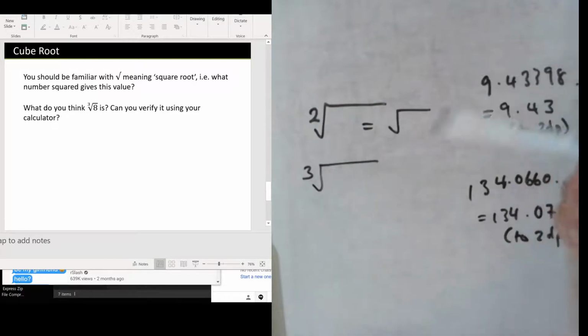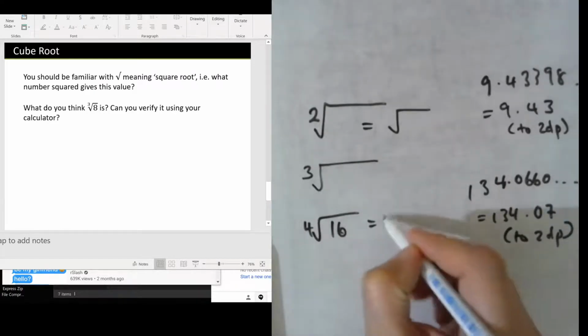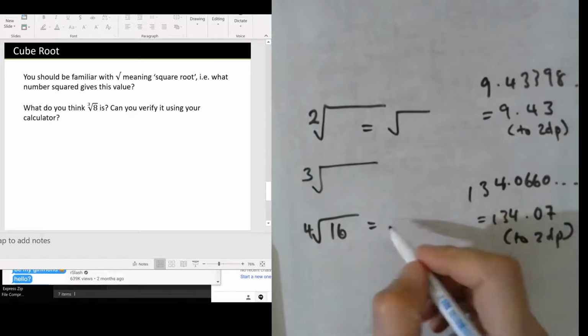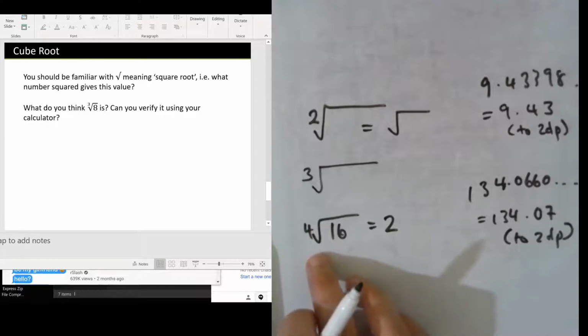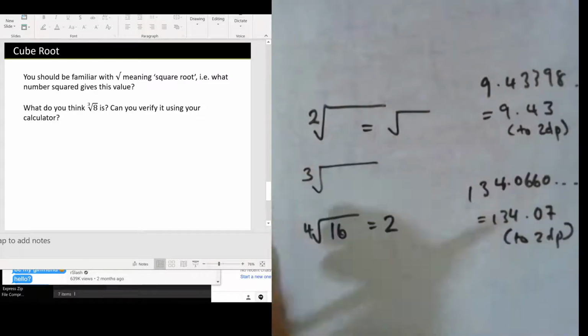Okay. And then for any numbers higher than that, you will see a 3, you will see a 4. So if I have a 4 there, then you know that equals, oh, sorry, it's not the square root, it's cube root. No, it's the root 4. So I know if I type that into a calculator, I will get a 2 because it's the root of 4, not the square root, okay?